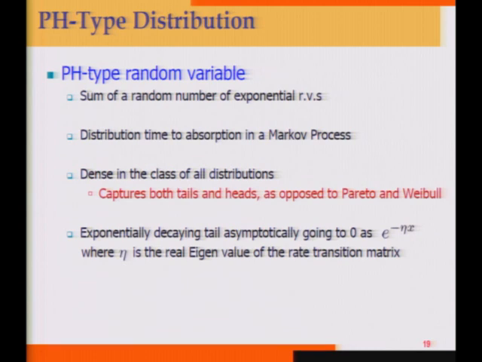Another nice property of phase type is that it is dense in the class of all distributions, meaning that it captures not only the head but also the tail. This is a little different from what Pareto and Weibull can do. These would typically capture the tails very nicely, but not the head, over the entire range.